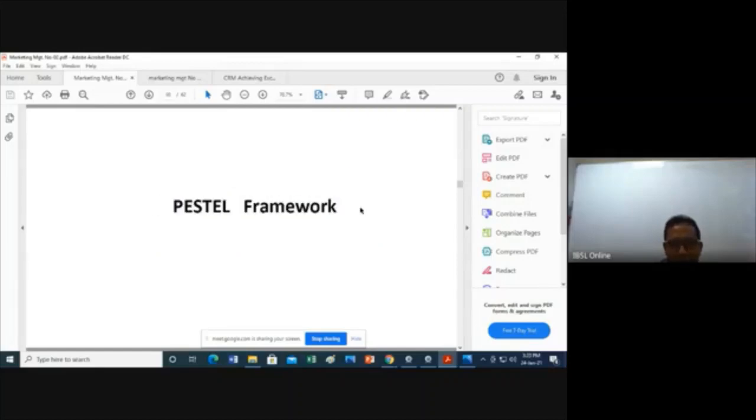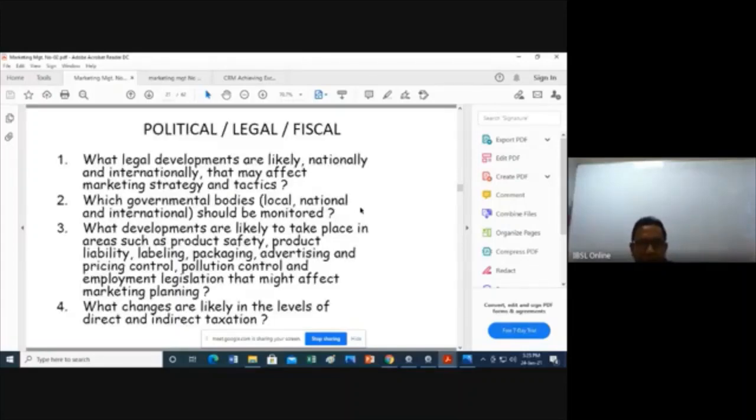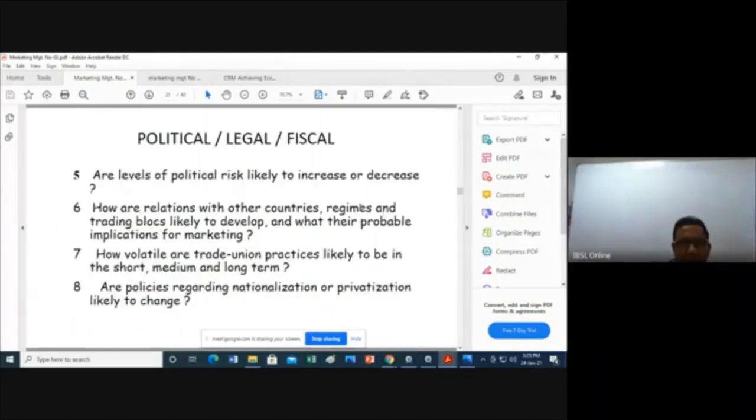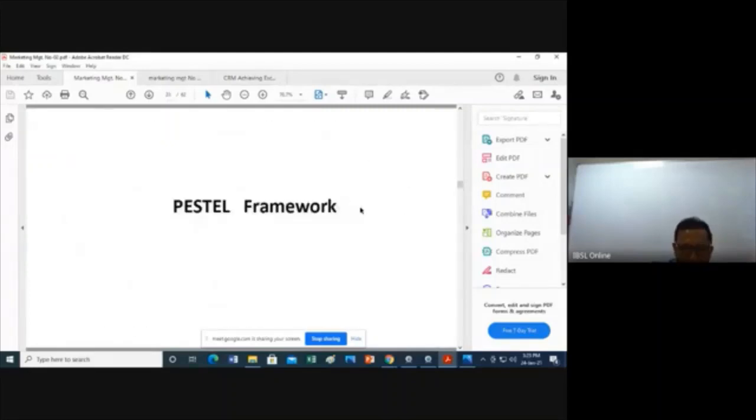Under the macro environment, as I said, to analyze the broader environment, we use a model called PESTEL. I think you are familiar with this PESTEL, which includes political factors affecting your company. Here, what you are going to do is ask some questions with regard to these factors and find answers. The political factors that are affecting your company, the legal factors or legal policies of the government, or the fiscal policies of the government that are affecting your company. Then let's go one by one.